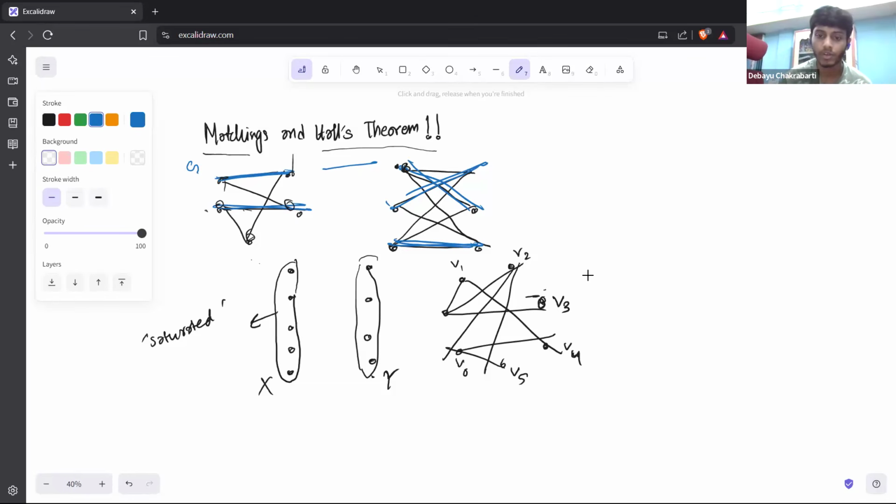Okay, V7 as well. This could be a matching, but this is not that great. You could possibly have a better matching, like the red one, which has 3 edges instead of 2. And that in fact will be the maximum, because you can't have 4 edges.